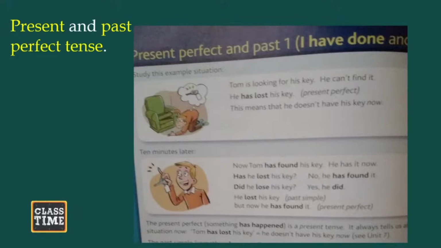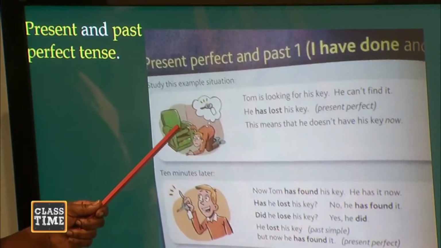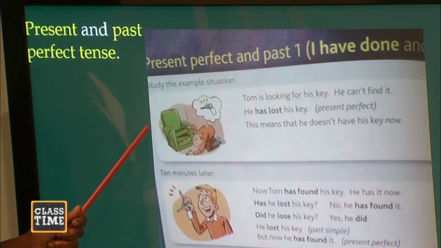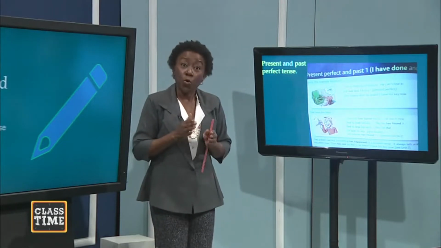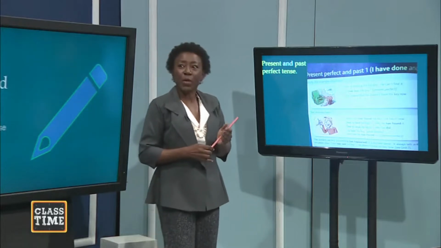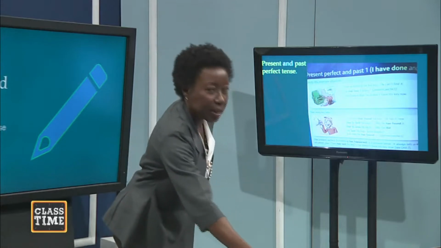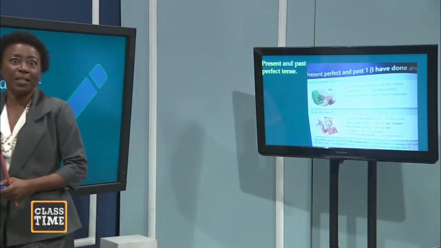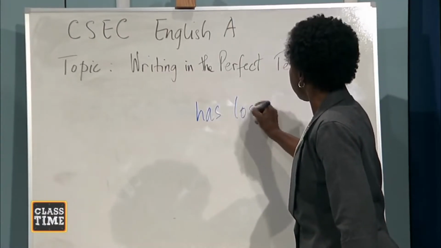So Tom has lost his key. Right now in present time, he does not know where the key is. So he has lost it. He's in a state of loss right now. But lost. So you lose it, and the past participle form is lost. So we switch to the past participle form, and we are accounting for the fact that right now he's still looking for the key. So has lost.